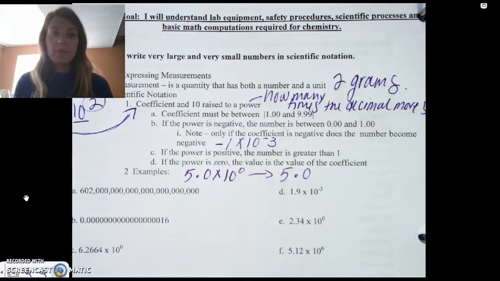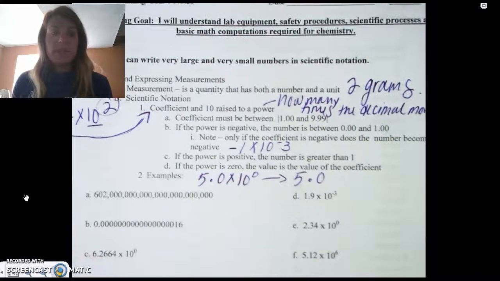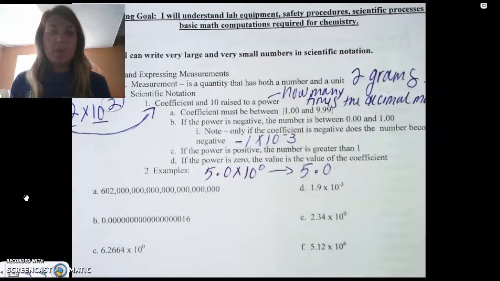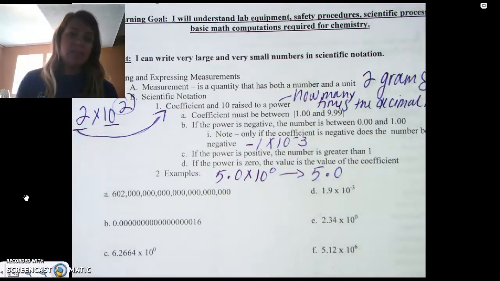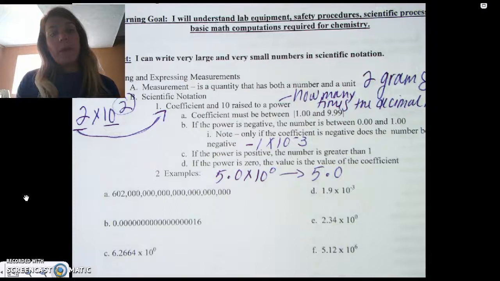Now let's talk about a couple of rules within scientific notation. The coefficient has to be between 1 and 9.99. You can't have a 0.5 coefficient, you can't have a 50 coefficient, you just can't do it, okay? If the power is negative, that means that the number is between 0 and 1, meaning you're dealing with a very small number, or a decimal.